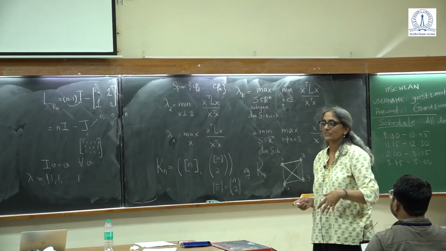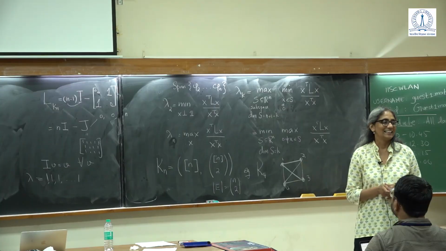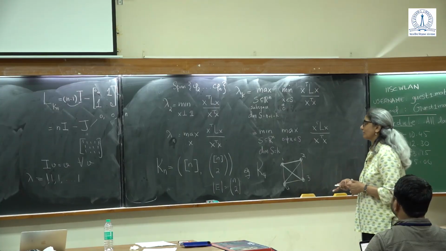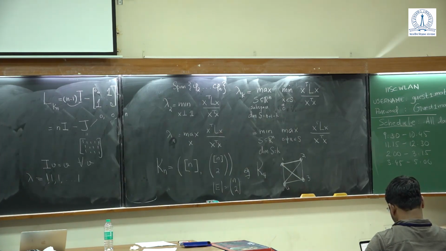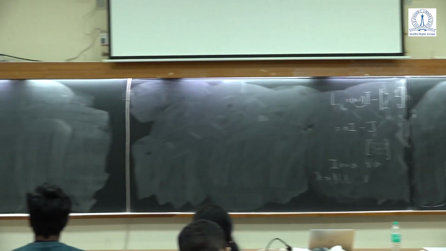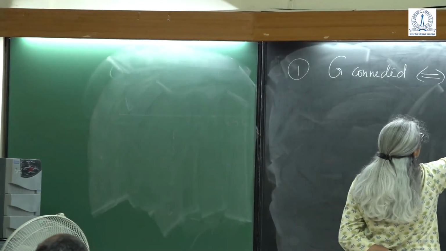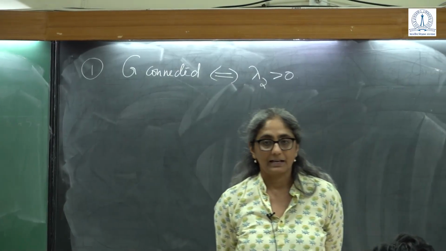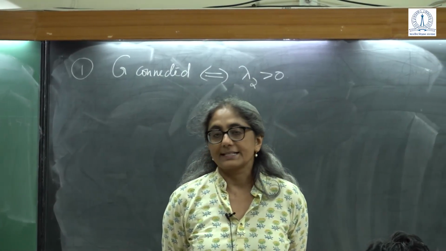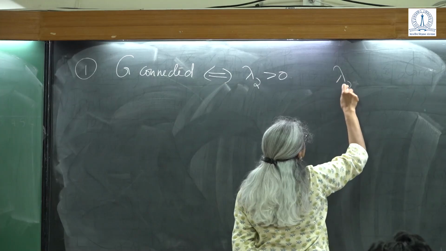Okay, so we'll do 3 results. They're very common results, so if you've seen them before, then be patient. But let's start with the very first one, which is how to detect connectivity from the eigenvalues. So the first result says that G is connected if and only if lambda 2 is positive. Remember, the lambdas are the eigenvalues of the Laplacian. The first eigenvalue is 0, and the second one, lambda 2, is sometimes called the Fiedler value.